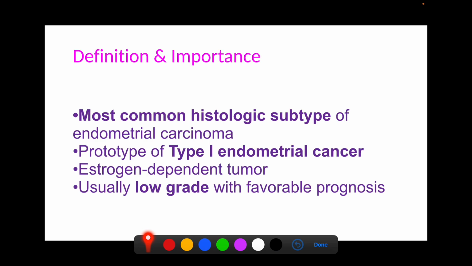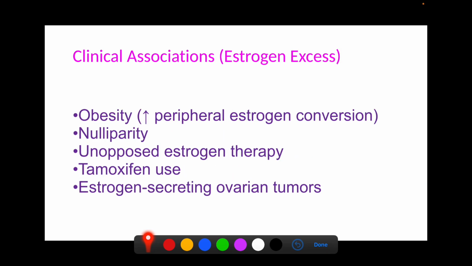It is the most common histologic subtype. It is type 1 endometrial cancer, an estrogen dependent tumor, and usually low grade with favorable prognosis. Clinically, it is associated with obesity, which has increased peripheral estrogen conversion, nulliparity, unopposed estrogen therapy, tamoxifen use, and estrogen secreting ovarian tumors, because this tumor is associated with excessive estrogen.